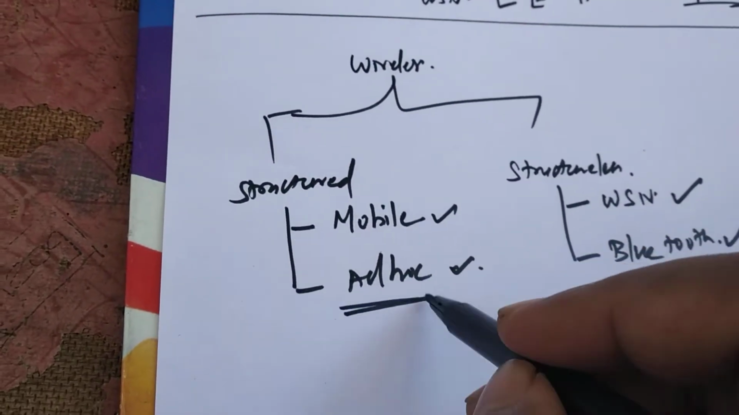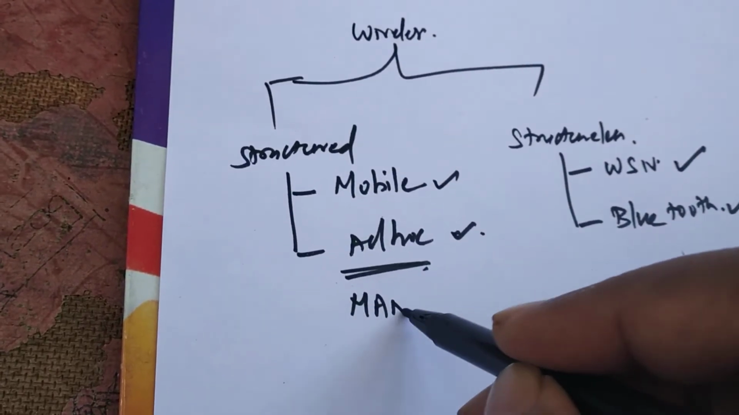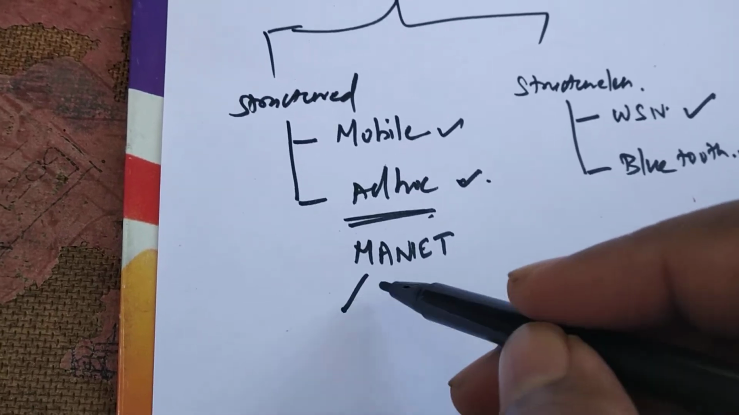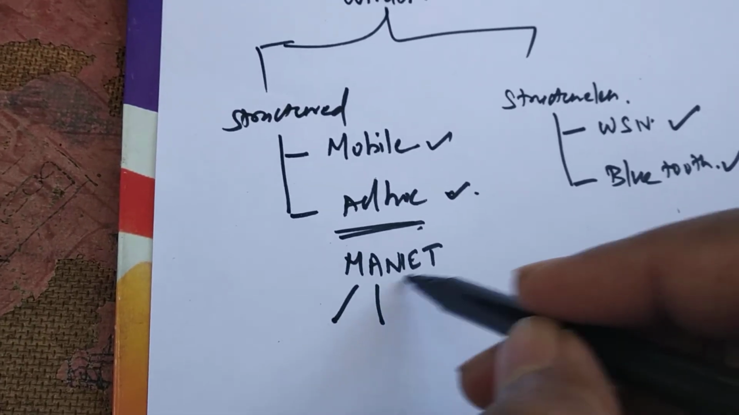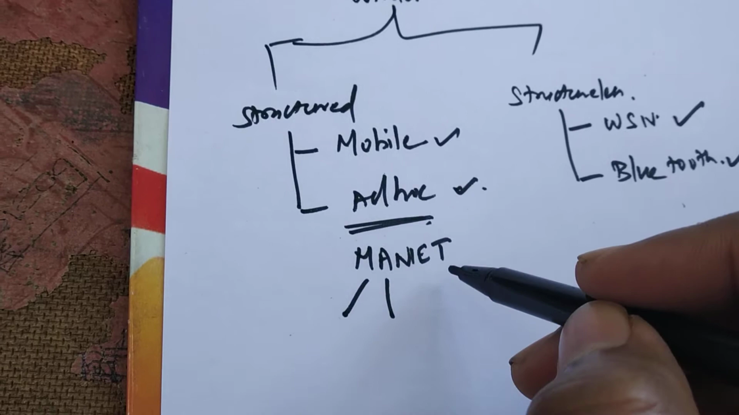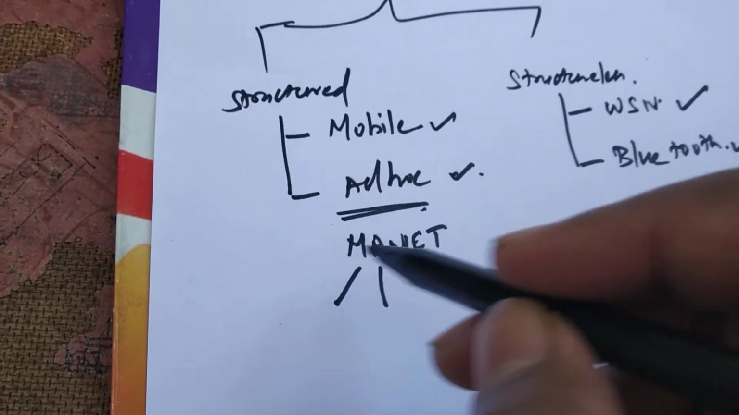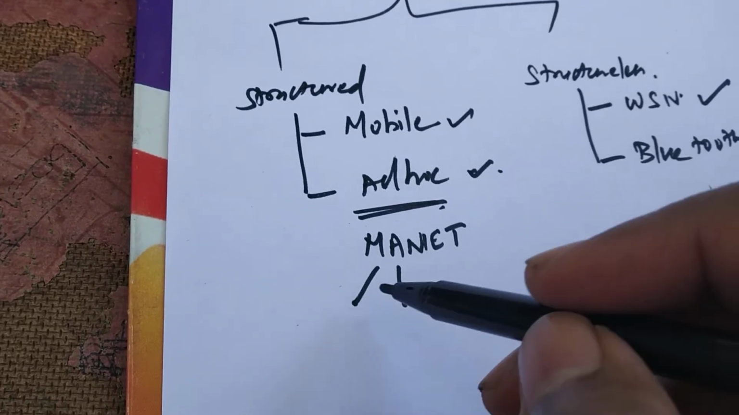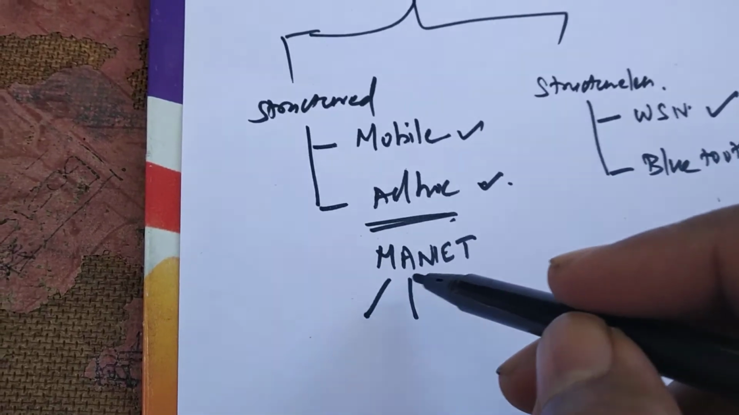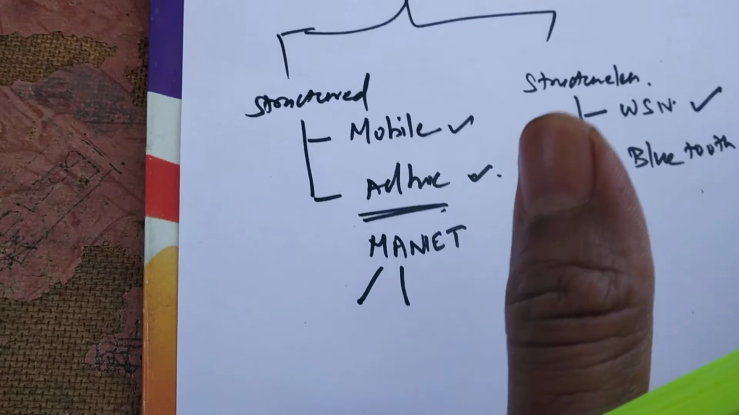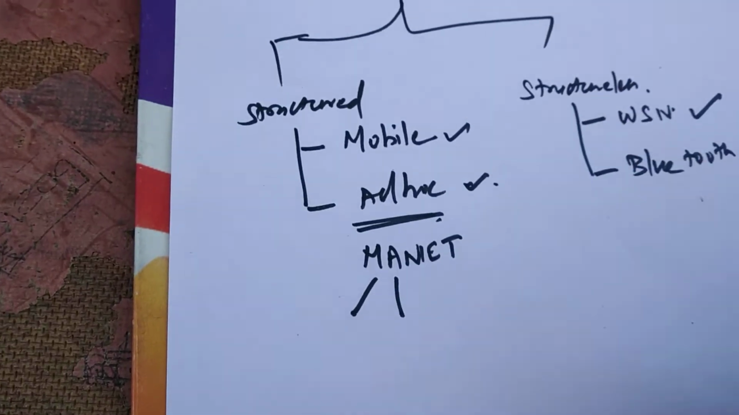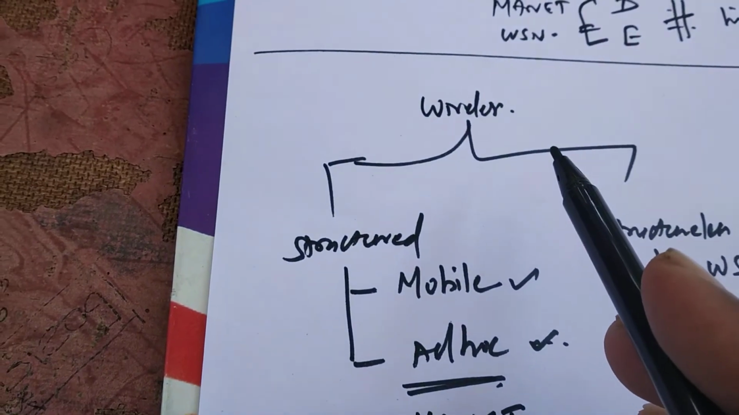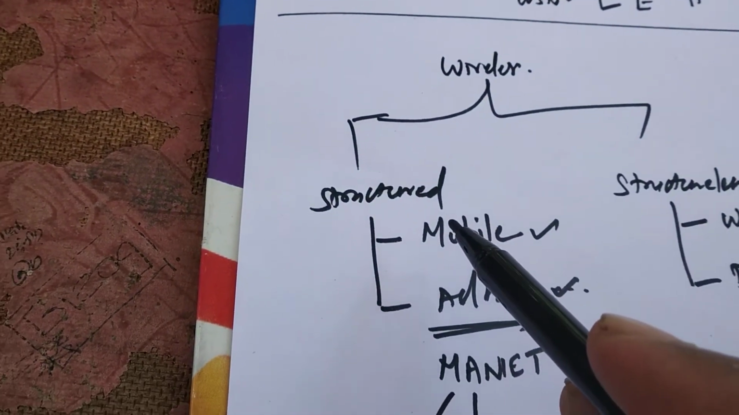So ad hoc comes under the picture of MANET. We call ad hoc MANET because it is a mobile ad hoc network. A stands for ad hoc, NET stands for network. So it is a mobile ad hoc network, and in short form it is MANET. It is an ad hoc network, and it has the property of mobility. The front end is wireless and the backbone network is structured.